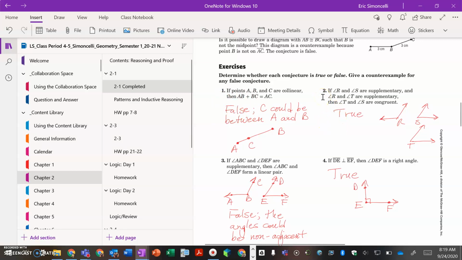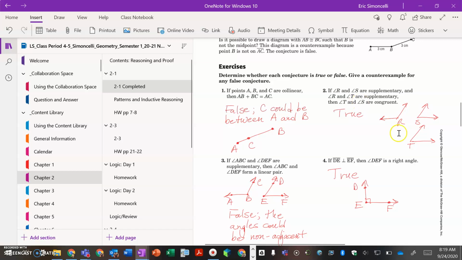Number 2, if angle R and S are supplementary, and angle R and angle T are supplementary, then angle T and angle S are congruent. Okay, so R and S. Note that this is obtuse, and I try to make this look acute, but also if you were to add them together in a sense, or make them adjacent even, where they're touching one another, certainly you've got 180 degrees, I would argue, the way that I've drawn them. Okay, they add to 180.